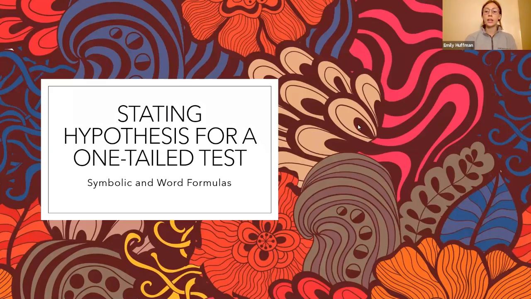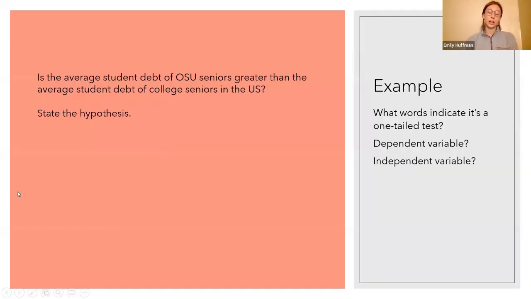I'm going to help you with stating hypotheses for a one-tailed test. First off, I'm going to start you guys off with an example because generally a one-tailed test is more tricky for students than two-tailed tests because you have to decide directionality. So we will be walking through this example to help you with the process. Our example is: is the average student debt of OSU seniors greater than the average student debt of college seniors in the United States? State the hypotheses.